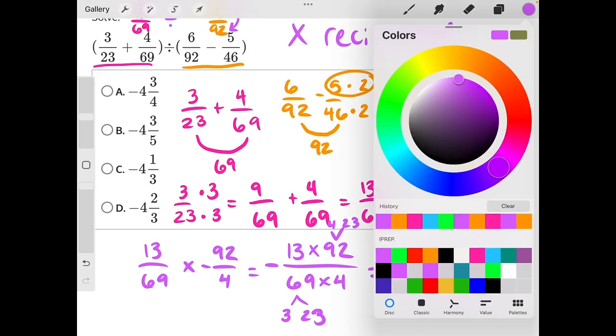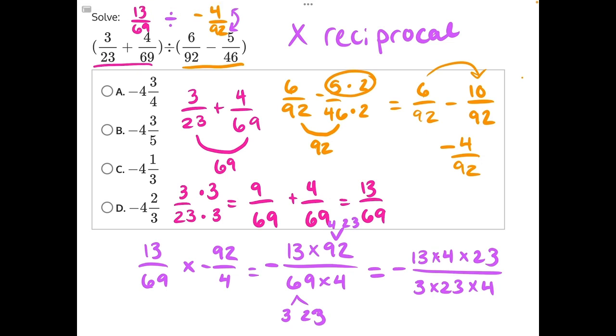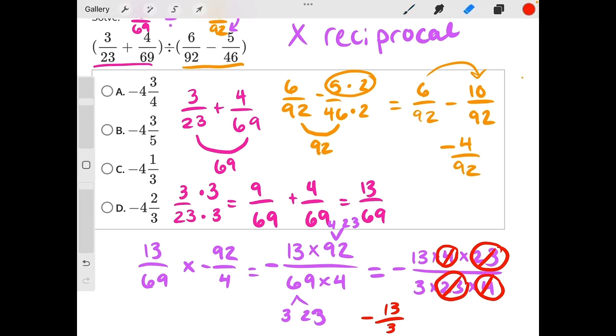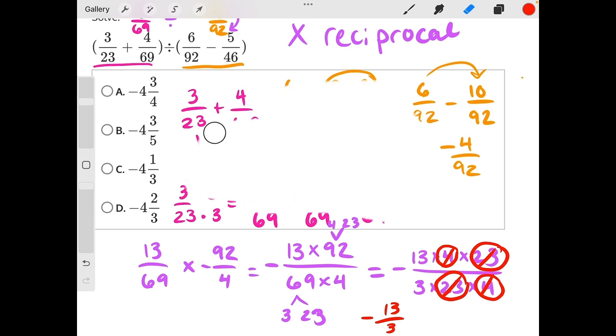Now let me grab a new color. And we can eliminate 4, because 4 divided by 4 will just give us the number 1, and 23 would just divide to give us the number 1. So we are left with a negative 13 over 3, which we need to then simplify into a mixed fraction. Let me make a little bit of room here. We have negative 13 over 3.